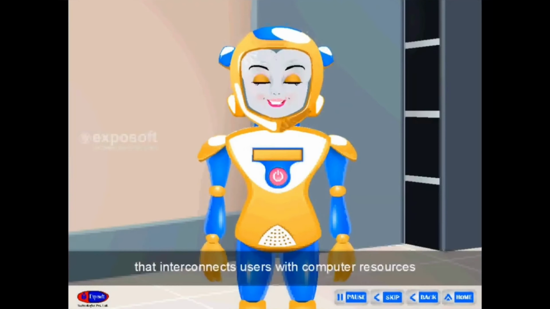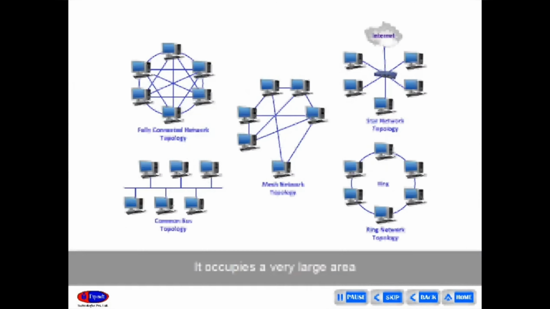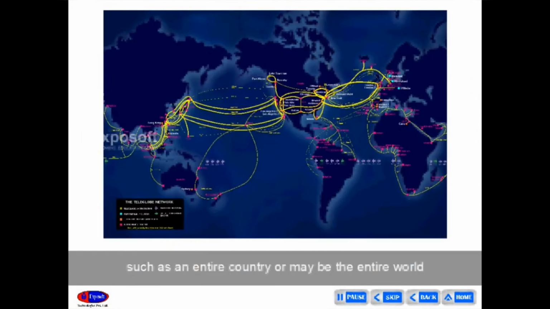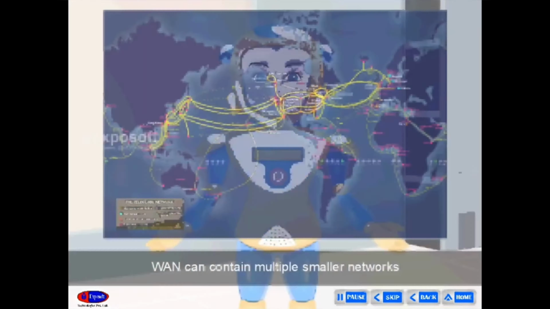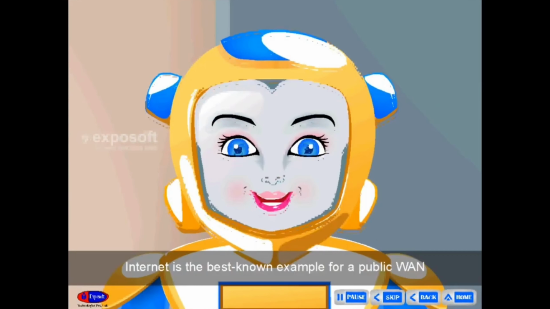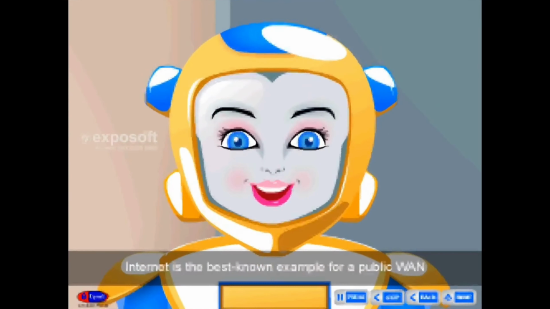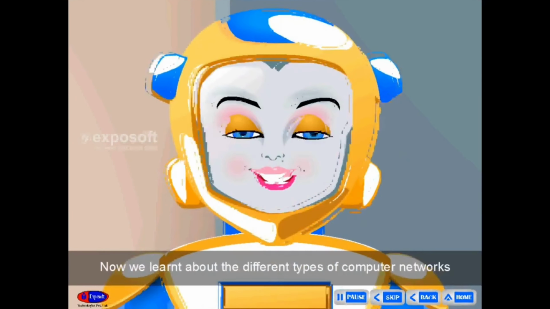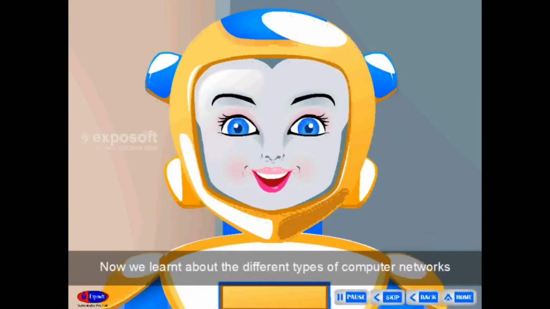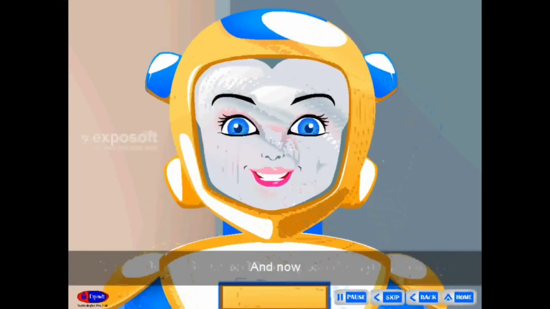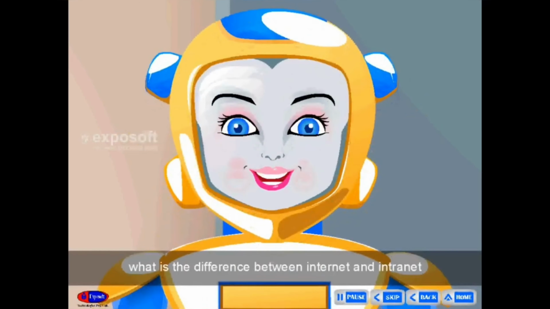WAN, Wide Area Network. It occupies a very large area such as an entire country or maybe the entire world. WAN can contain multiple smaller networks such as LANs or MANs. Internet is the best known example for a public WAN. Now, we learned about the different types of computer networks. And now, what is the difference between Internet and intranet?